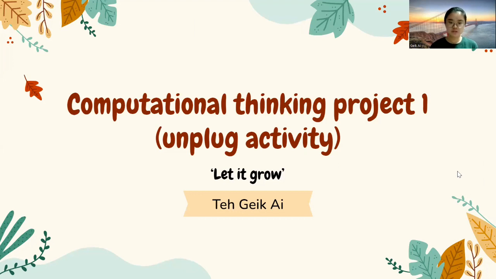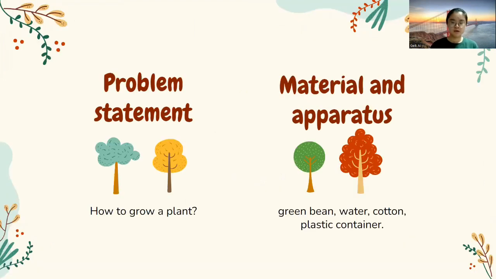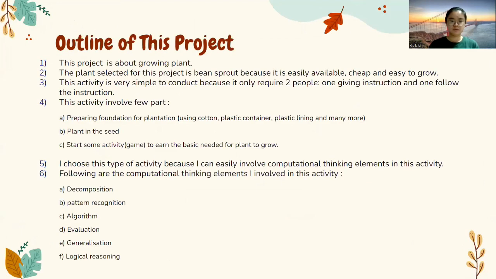Okay, so this is my computational thinking project 1, which is the unplugged activity. My activity is related to plant growth, so I named it Static Growth. The problem statement for this whole activity is how to grow a plant, and the materials and apparatus needed for this activity are green bean, water, cotton, and also a plastic container.